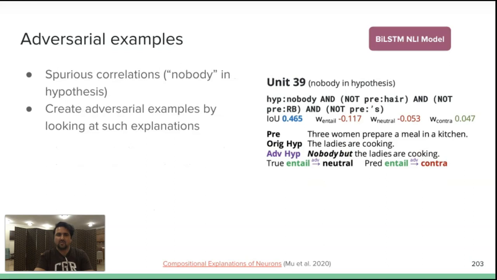The authors also used these shallow concepts, such as presence or absence of a word, to create adversarial input that they showed could change the prediction inaccurately. For example, they found a neuron that solely relied on the presence of "nobody" in the hypothesis and were able to spuriously introduce this word in the input to change the prediction.